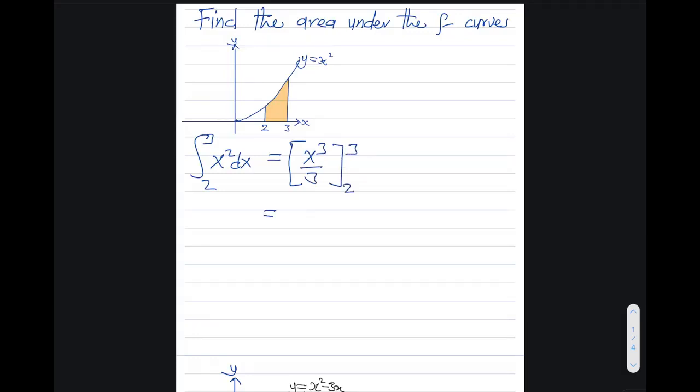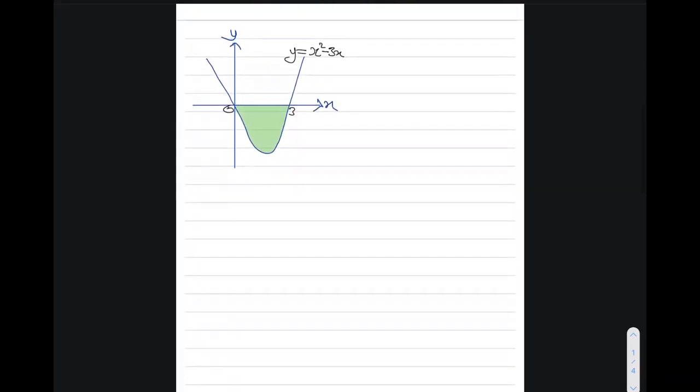We put 3 into x, where we see x, and that will give us 27 over 3, minus, then wherever we see x, we put 2 there, and 2 to the power 3 is 8, so 8 over 3. This will give us 6 whole number 1 over 3 units squared. We are squaring it because we are looking for area. Area is always squared. Right, now let's consider this example.